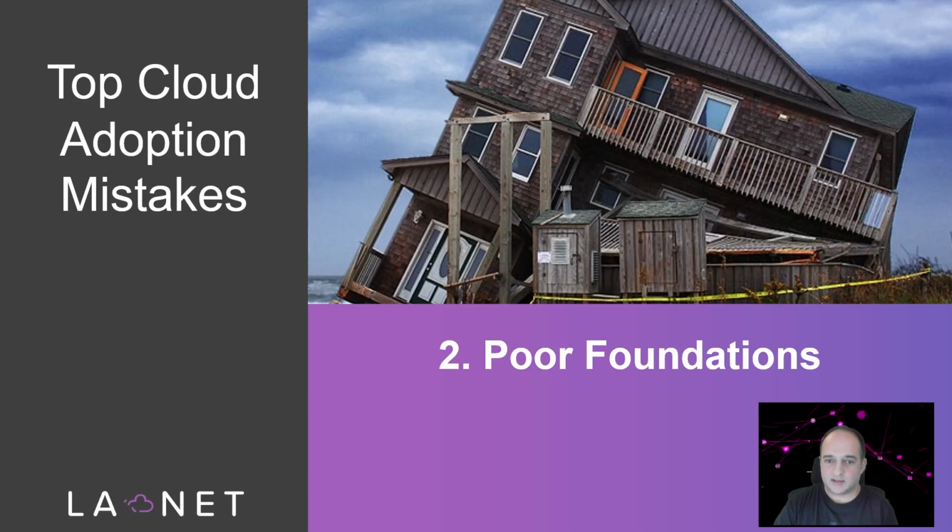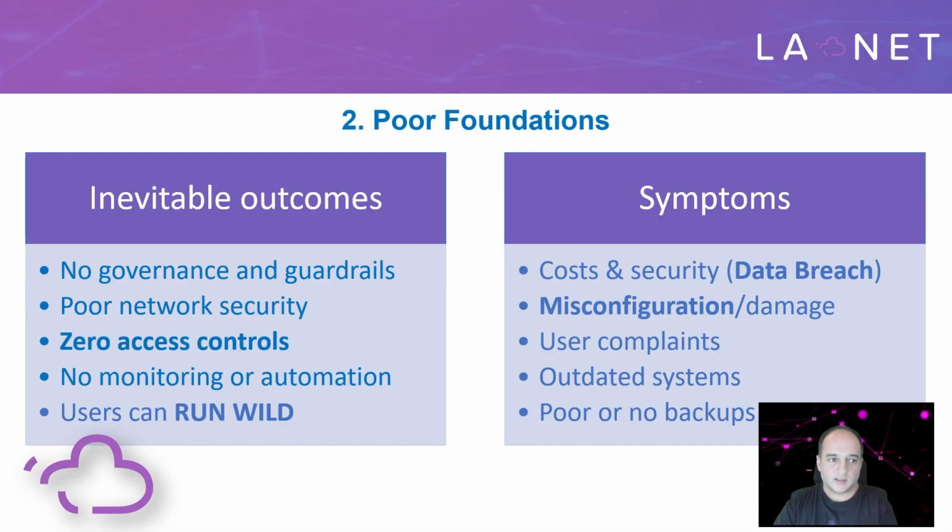Poor foundations. This is a big one as well. So what happens? No governance and guardrails, poor network security, zero access control, no monitoring and automation, and users can run wild. So what that essentially means is that without governance and guardrails, which if we talk about Azure, there isn't really any governance and guardrails unless you put them in.